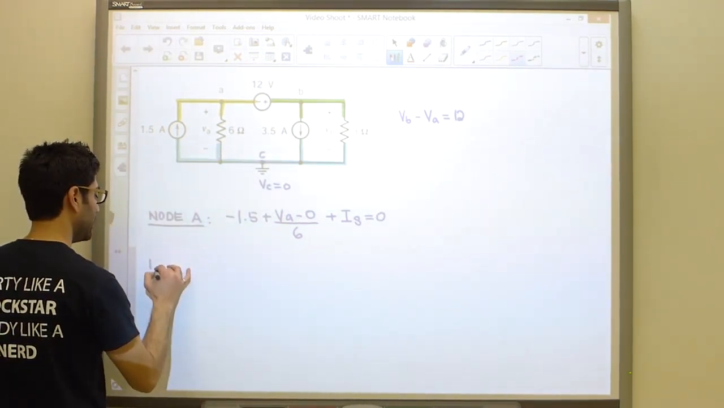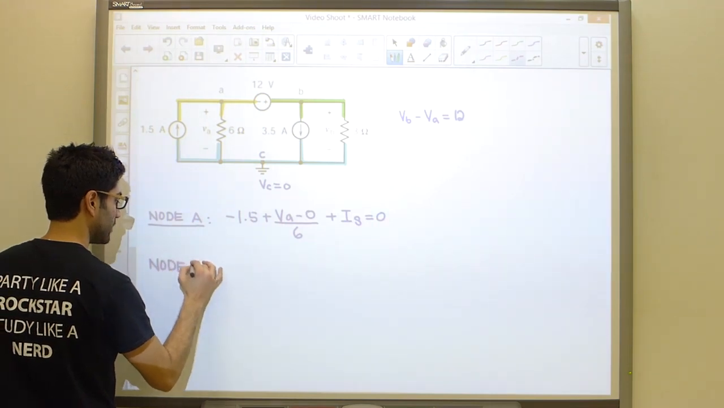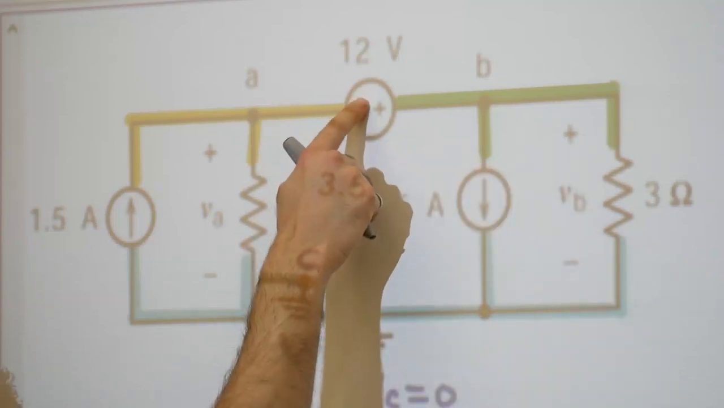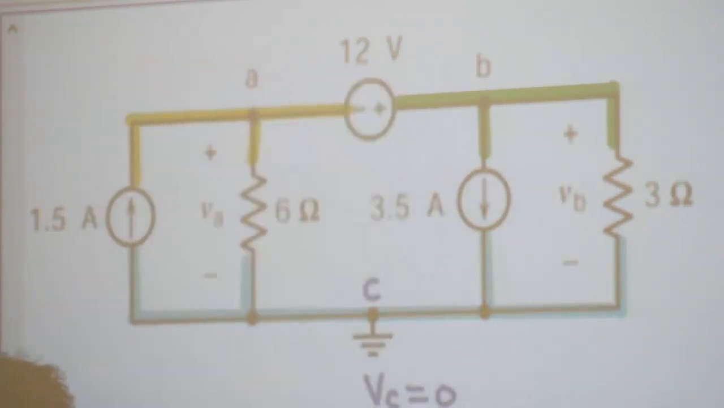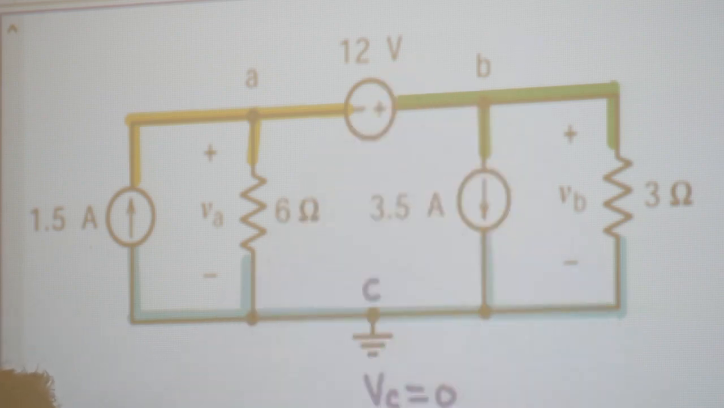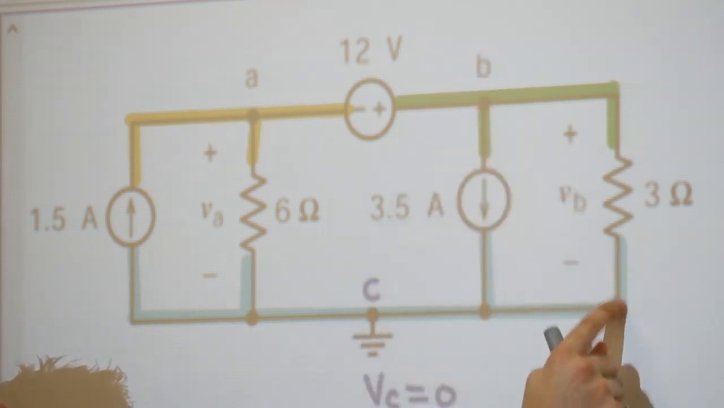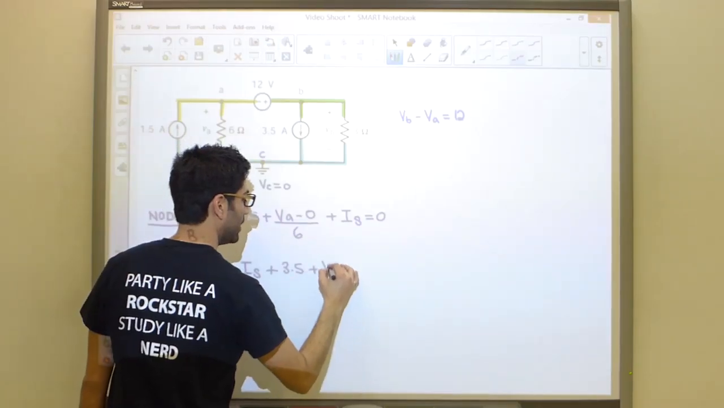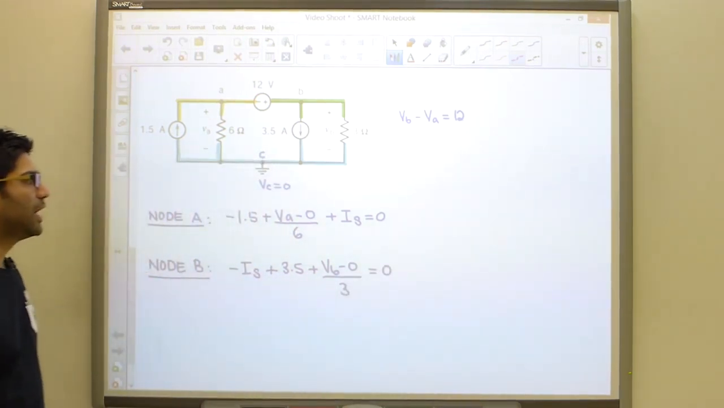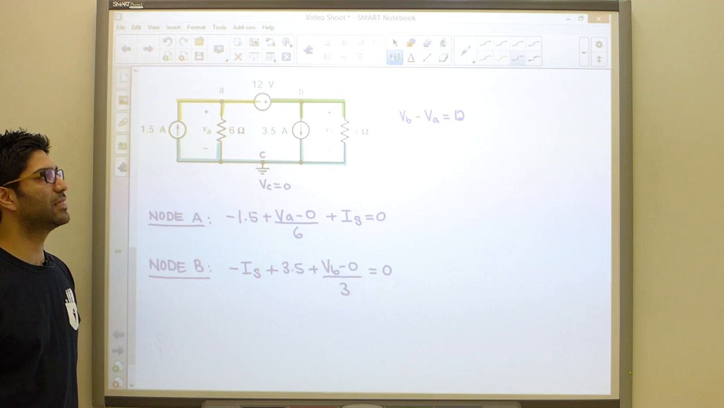Similarly, we're going to do node B. At node B, once again, there are 3 branches over here. Starting over here, we see that this current is entering the node, so negative. It's a voltage source, so I do not know the current passing through that source. I'm going to label it IS. The next current is going down out of the node, so positive 3.5. And then finally, VB minus VC divided by 3, or VB minus 0 divided by 3 equals 0. And so that is it, guys. That's the analysis over here.